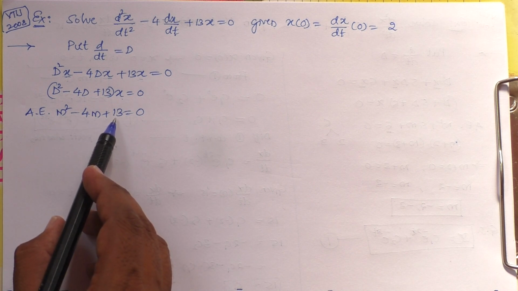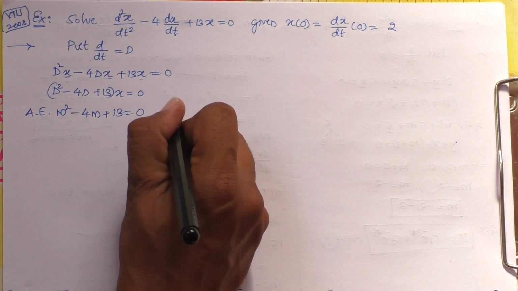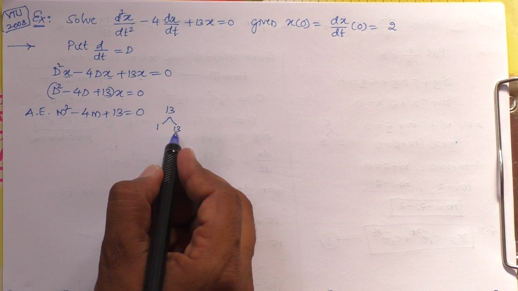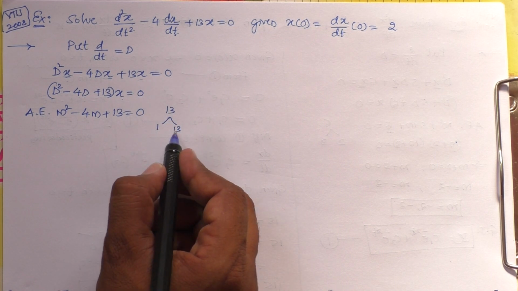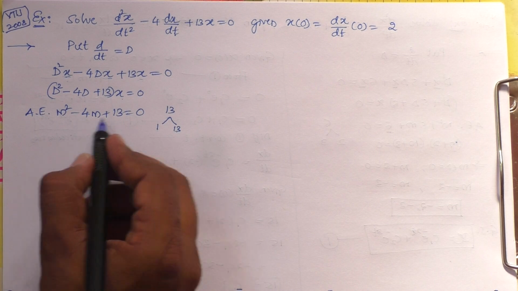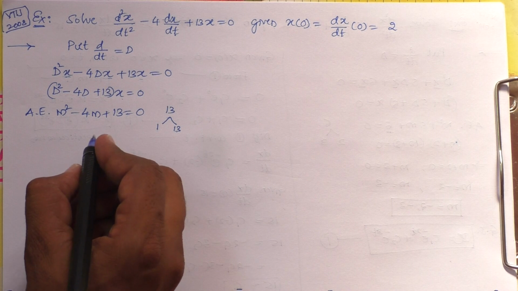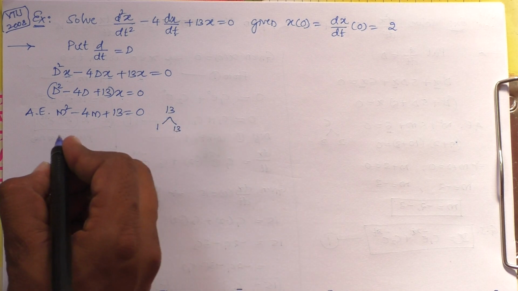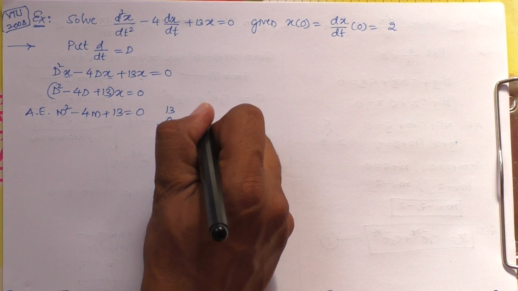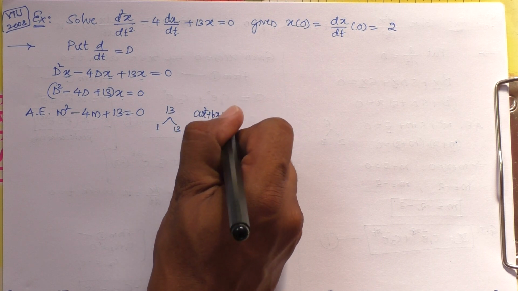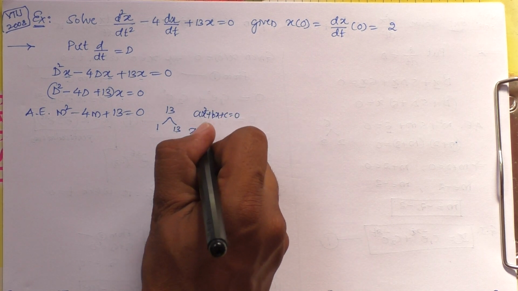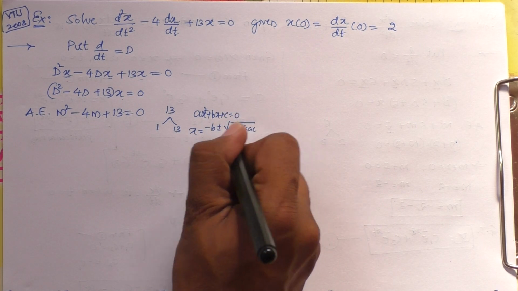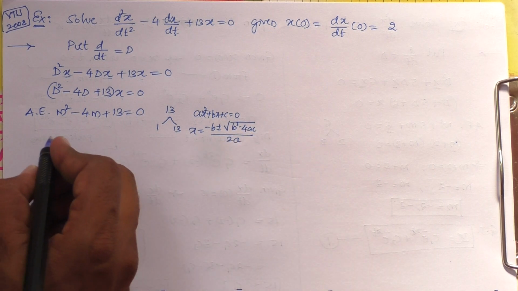If you look at this equation, it is a quadratic equation which has to be solved. Let us go for factorization. 13 is a prime number whose factors are 1 and 13. When you multiply it will be 13, when you add it will be 14, but here it is minus 4. So factorization is not possible here. Then you need to apply the formula, Sridhar's rule. What is that? ax square plus bx plus c equal to 0 is a quadratic equation. Then x equal to minus b plus or minus square root of b square minus 4ac divided by 2a. So let us apply this result.